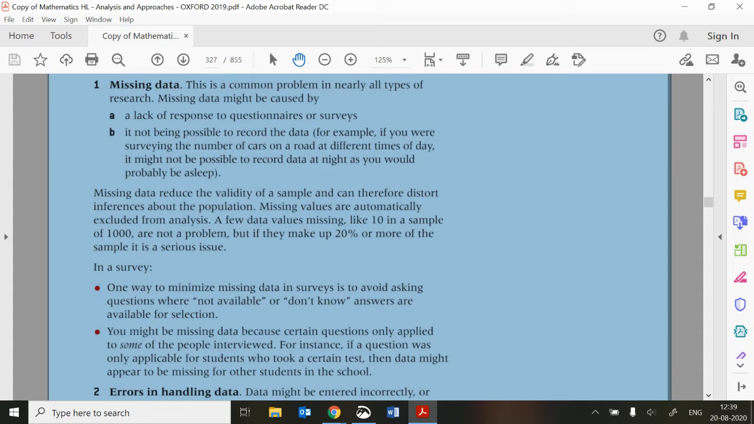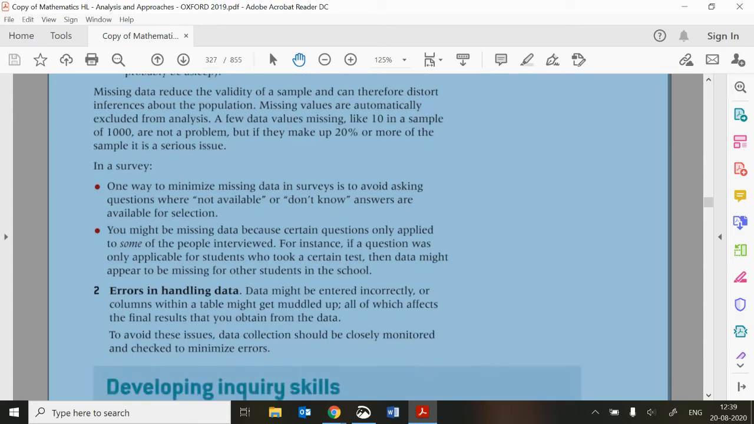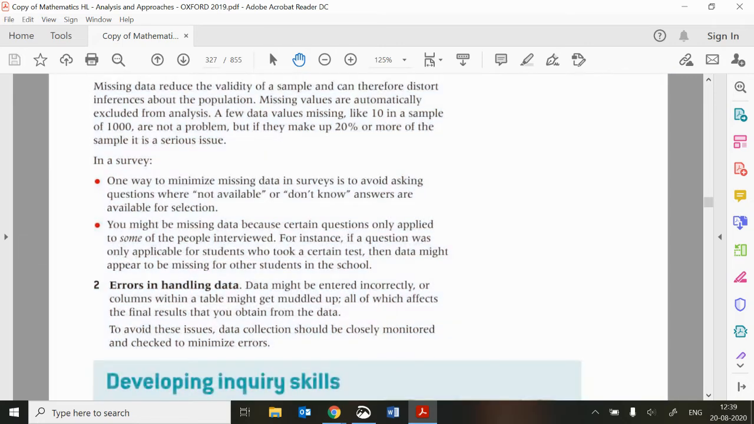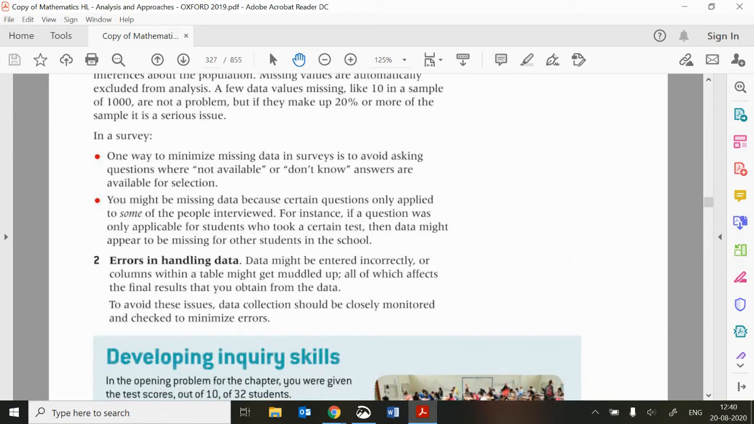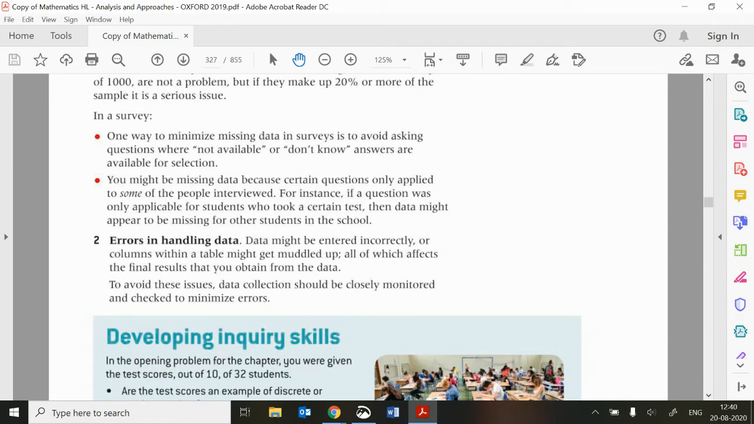Okay, so missing data reduces the validity of a sample. Again, it's creating a problem with our conclusions and can create bias. Okay, well, I'm going to stop there. Am I going to stop there? No, let's look at this point here because it's kind of interesting.